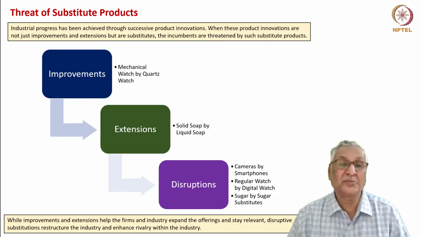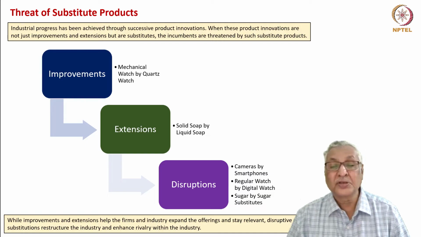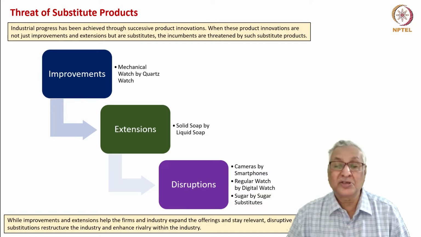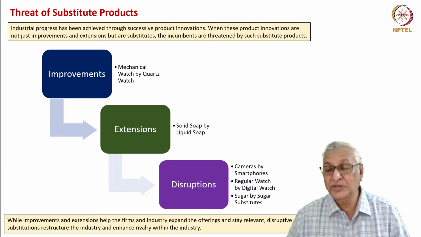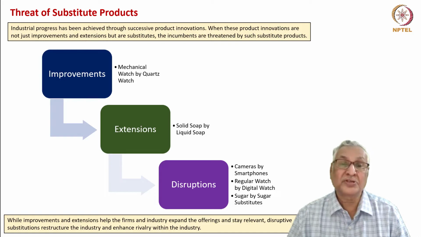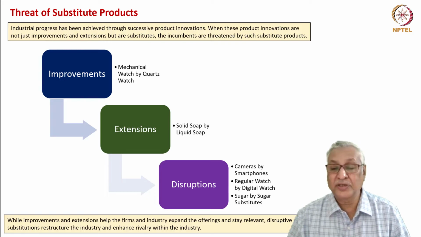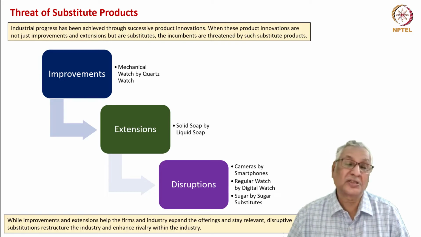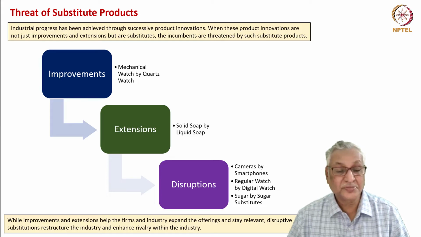Everything else remained the same, but the watch itself has been substantially improved. Extensions, that is, a solid soap has been converted into a liquid soap with attendant benefits. That is a substitute product for the soaps which are in the bar form. Then disruptions, that is, cameras have been disrupted by smartphones, which also had camera features. Regular watches have been disrupted by digital watches, and sugar has been disrupted by sugar substitute.